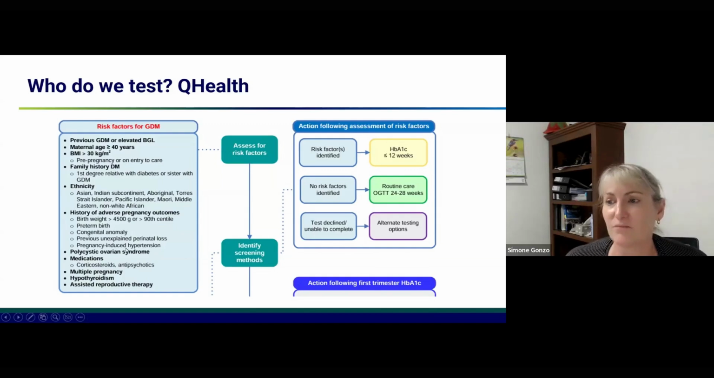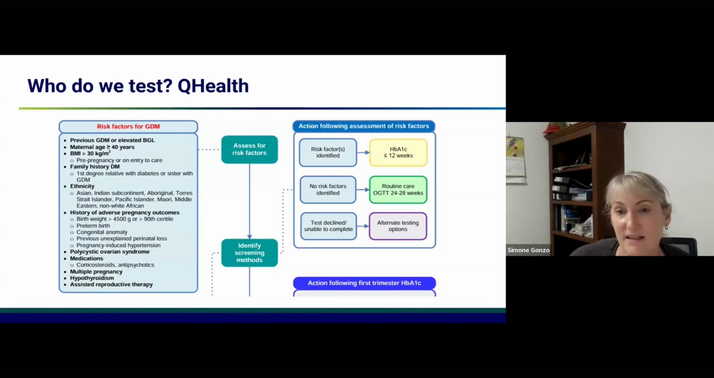So if we have a patient with these risk factors, we're going to be doing a HbA1c less than 12 weeks. If there's no risk factors identified, they just go on to their routine care for a glucose tolerance test at 24 to 28 weeks. And then we'll talk later about if they're unable to complete their test or the test has declined. So if the risk factors are there, we really want to have a HbA1c less than 12 weeks to try and then define the patients and then stream them into whether they're overt diabetes in pregnancy or gestational diabetes.